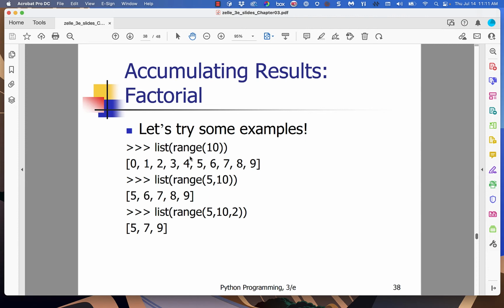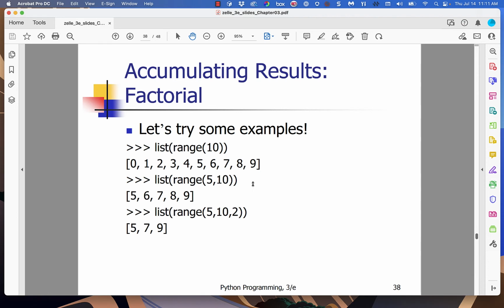Okay, so if we just say range 10, convert that to a list, we get a list with 0 through 9. If we say that we want range 5, 10, well, this is going to say 5 is the first value that we want, and 10 is the first value that we don't want. That's one higher than the last one that we want. So what do we get? 5, 6, 7, 8, 9.